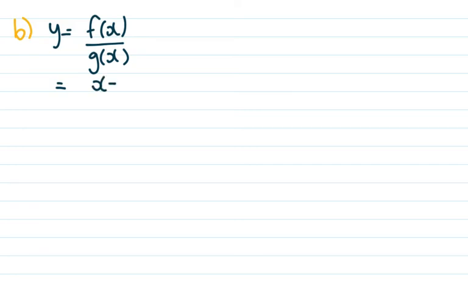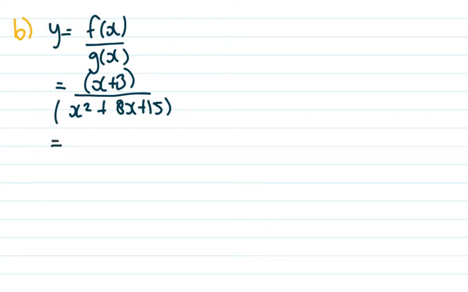Okay, the next part is we're going to divide these functions. So if we have y equals f of x divided by g of x, we'll plug in our two functions there. So x plus 3 divided by g of x, which is x squared plus 8x plus 15.